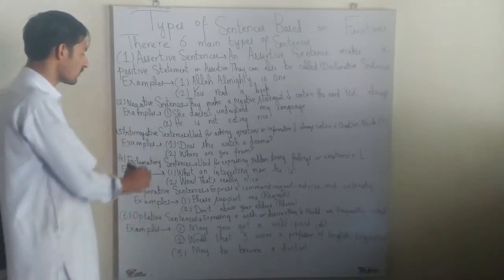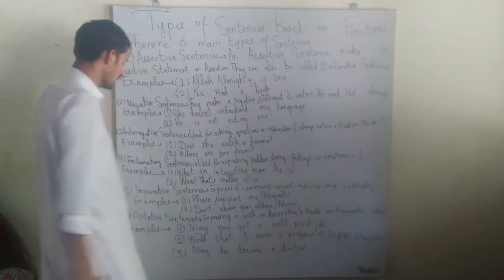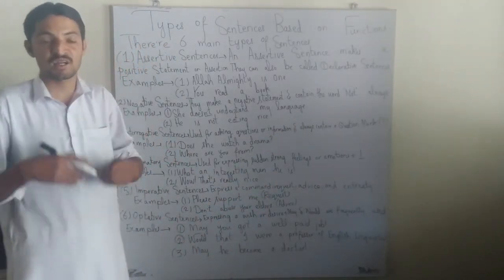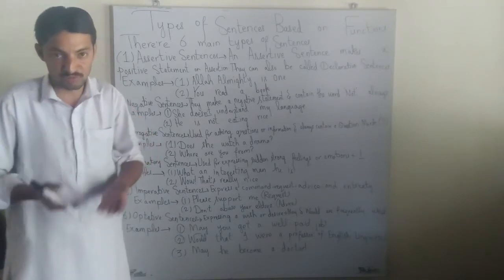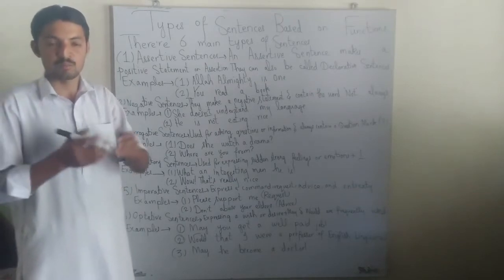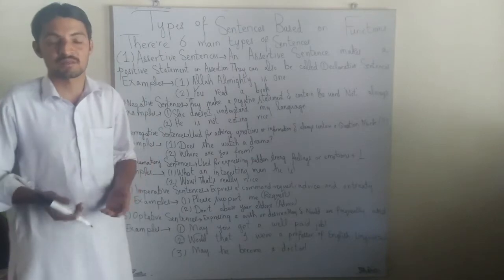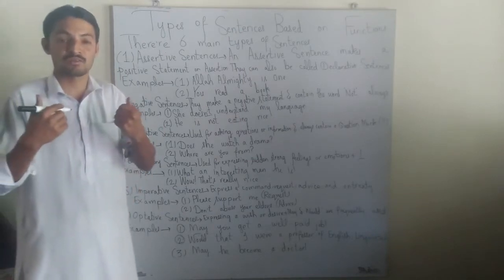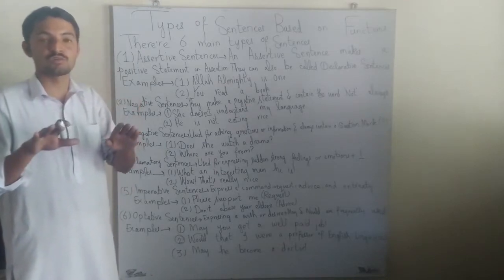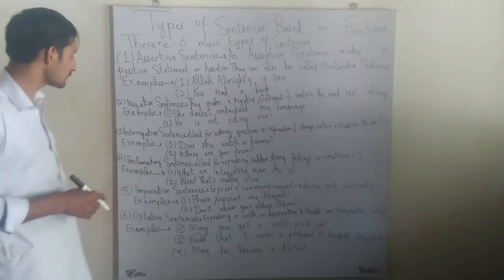Interrogative sentences are used for asking questions or information and always contain a question mark. They are those sentences which are used for asking questions. They can also be used for asking information, and they always contain a punctuation mark. In the case of interrogative sentences, we use a particular punctuation mark, that is the question mark or sign of interrogation. So try to use the correct punctuation mark: the question mark.